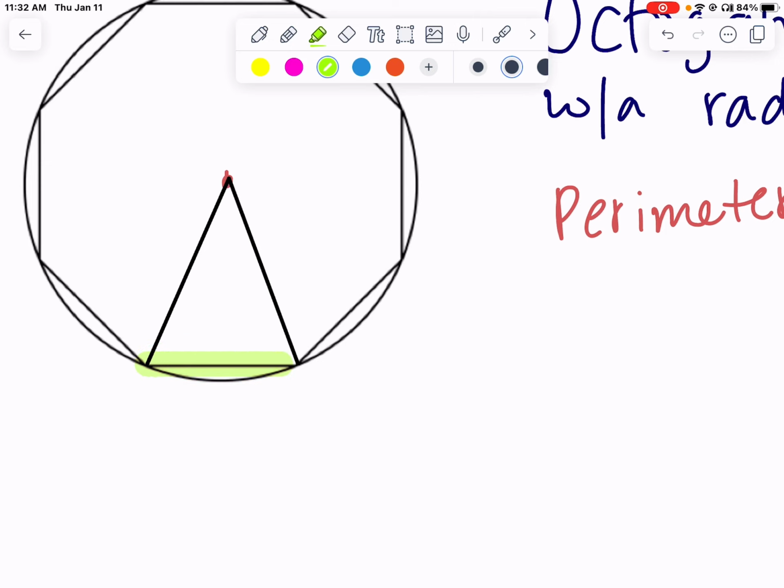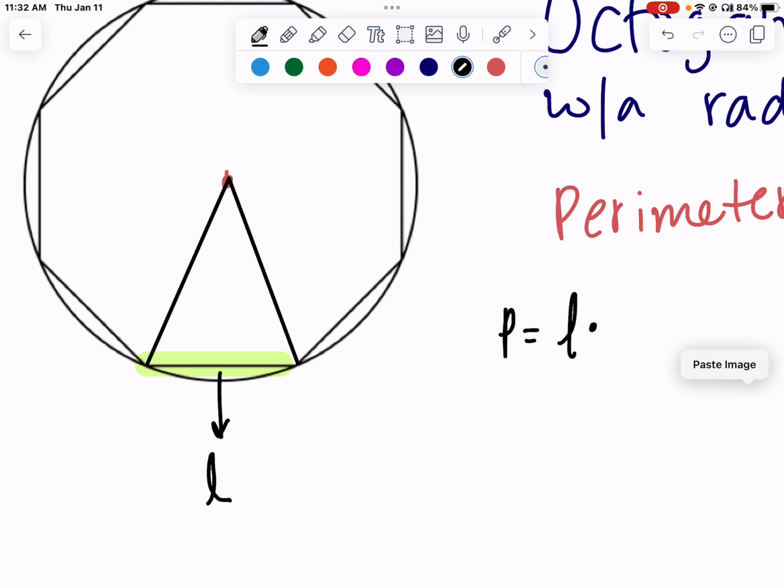So I'm going to highlight the side that we're looking for. This is what we're looking for right here, and I'm going to call this L. I know that the perimeter is going to be L times N. L is the length of the side, and N is how many sides I have.